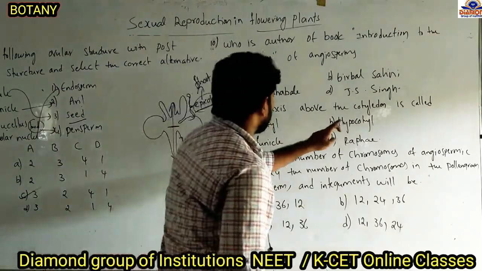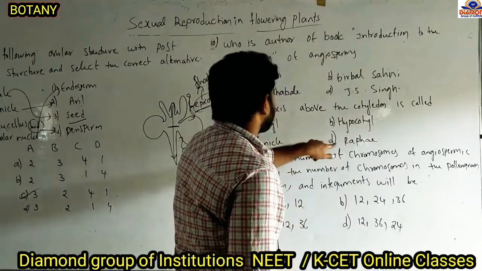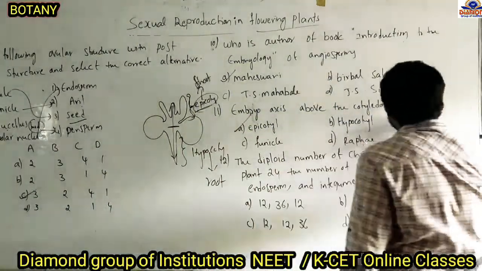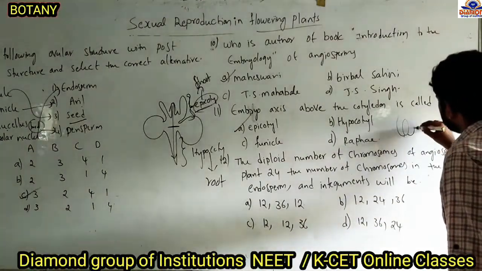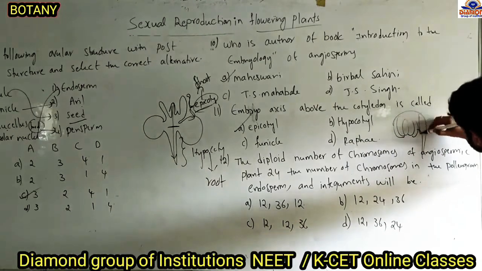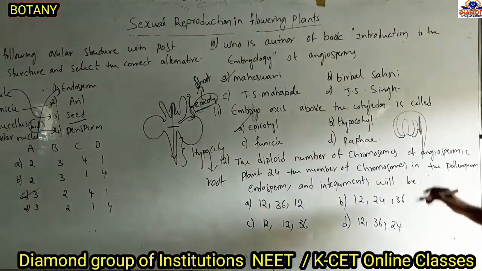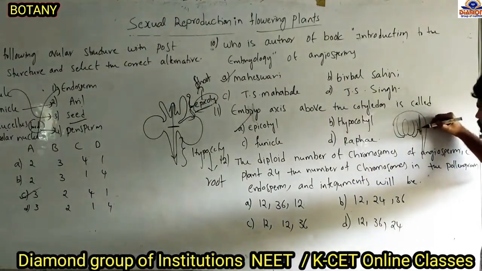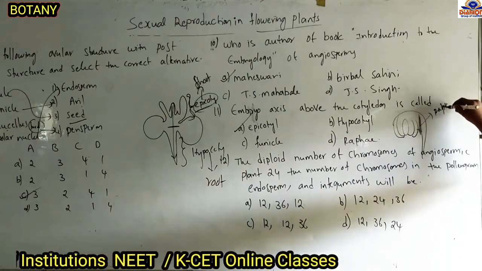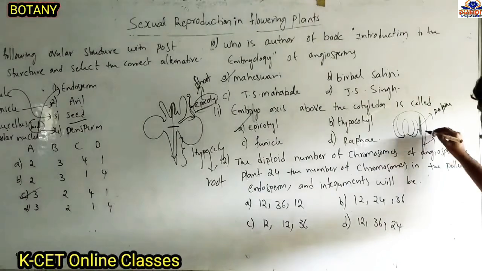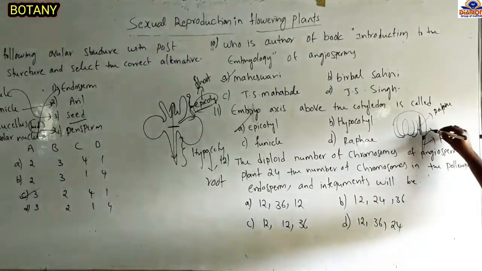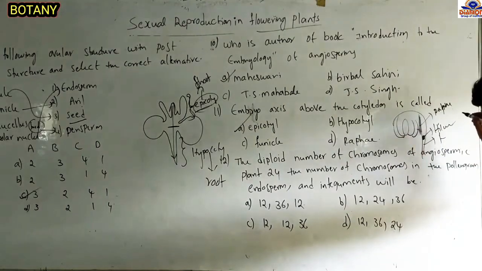They gave the options epicotyl, hypocotyl, funicle, and the raphe. The funicle, you know, and the raphe is the extension of the funicle. It is attached to the ovular body. Where the funicle is attached to the ovular body, the extension of the funicle is called the raphe. This part is called the raphe. So this is the funicle. The junction between the funicle and the ovular body is called the hilum.